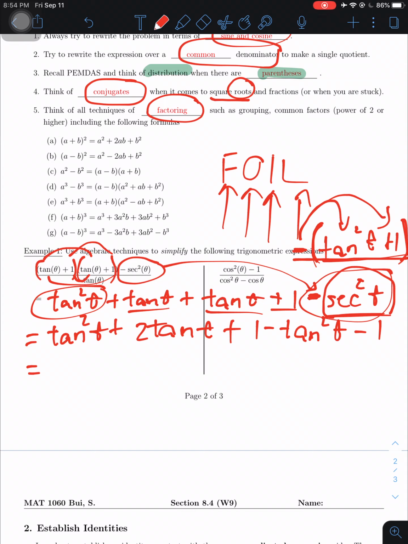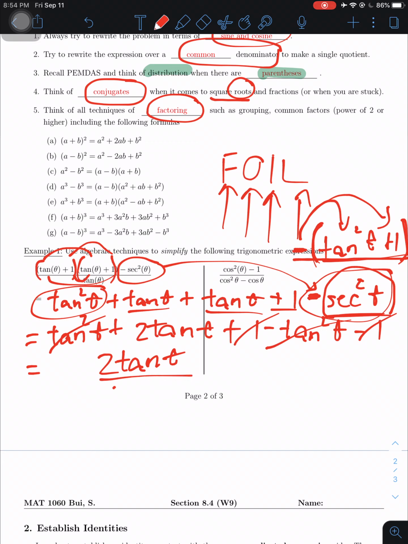So now what do we do? Well, we know that there's a tangent squared in here, and there's a negative tangent squared in here, right? So we can cancel them. And then there's a positive 1 in there, and there's also a negative 1 in there. So, lucky enough, we cancel everything, right? So we end up only with 2 tangent theta. It looks short enough, right? And then there's nothing to simplify on the top anymore.